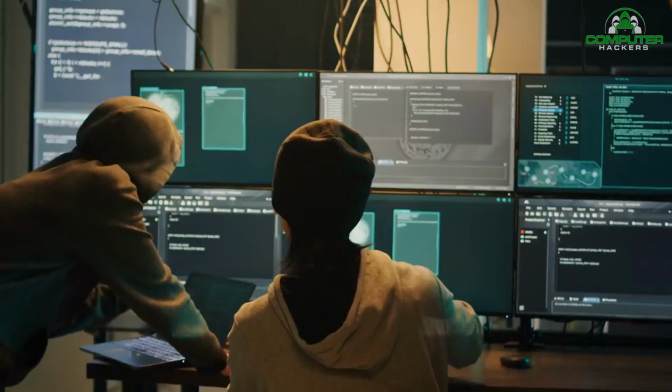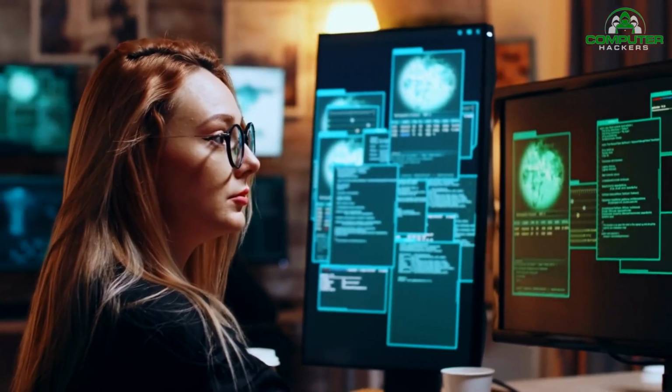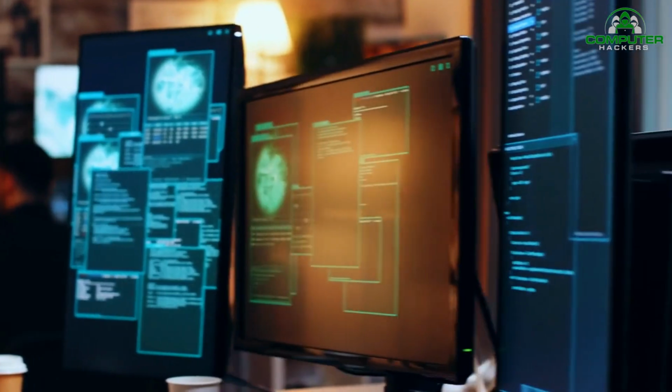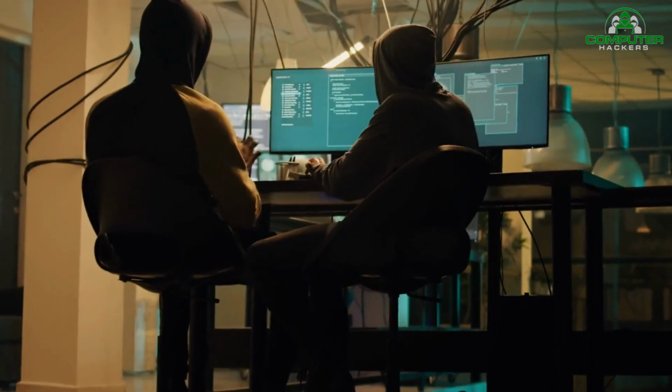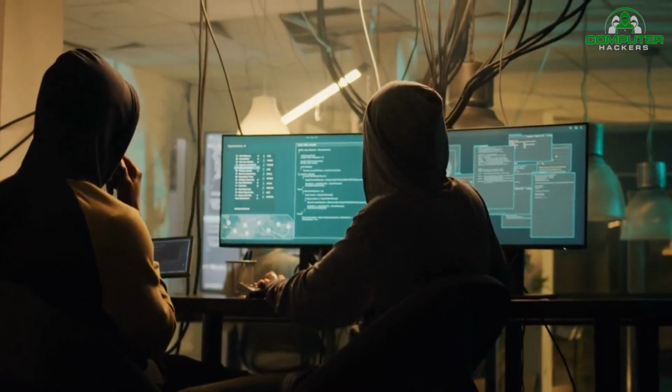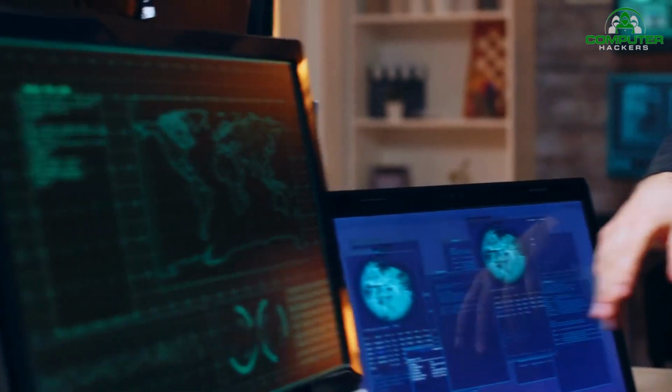Explaining ethical hacking. Ethical hackers use the same techniques and methodologies as malicious hackers, but with one significant difference. They have permission to test and secure systems. Their primary goal is to find weaknesses and vulnerabilities in a target's infrastructure, such as websites, servers, or networks, before the bad guys can exploit them.